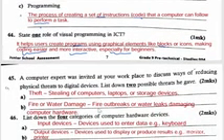Question number 45. A computer expert was invited at your workplace to discuss ways of reducing physical threats to digital devices. List down 2 possible threats he gave. So we're talking about physical threats. So one, we have theft, stealing of computers, laptops, or storage devices. That is a physical threat. We have fire or water damage. That is also another physical threat.